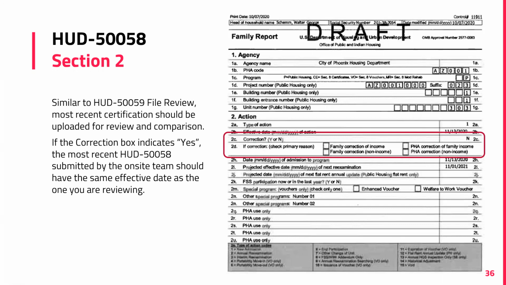The reason we want to see that is because when they're correcting a cert, they are only going to be verifying the changes, whatever that change may be, a new income, a new asset. Everything else is going to remain the same. So we're going to want to see that previous 5.8 or 5.9 or 3560 to compare that information so everything else can remain the same.